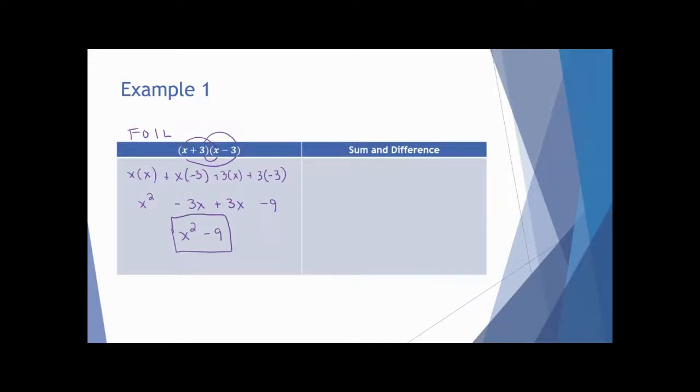And so this type of FOILing results in two terms. Your middles cancel out. And this is a special type of form where the middles will always cancel out. So this is called the sum and a difference, or another term that we use is conjugates. Basically, they look the same, just the sign in between them is different. That's the only difference, and that's how you recognize these.